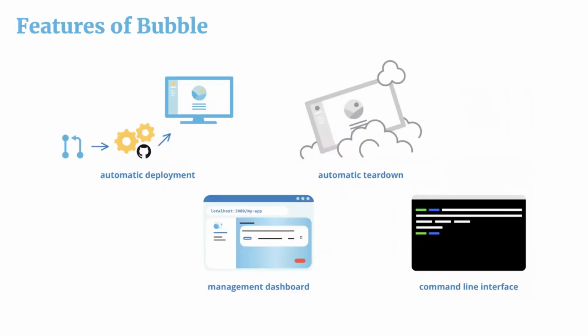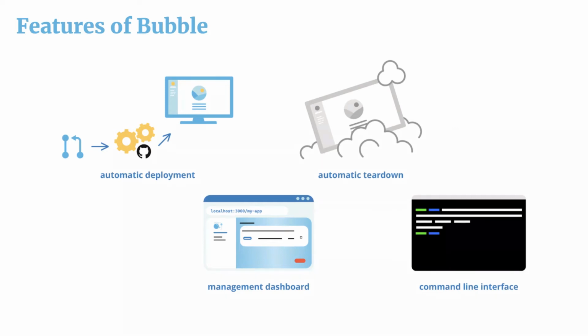Bubble has several important features. It automatically deploys preview apps when a pull request is opened, as well as when subsequent commits are made to a branch associated with the pull request. Each deployment generates a shareable URL that will be posted on GitHub as a pull request comment. When the branch is merged or the pull request is closed, all associated preview apps will automatically be torn down.